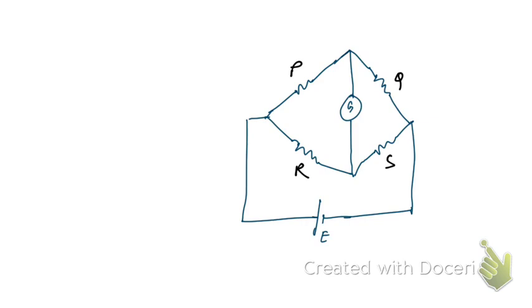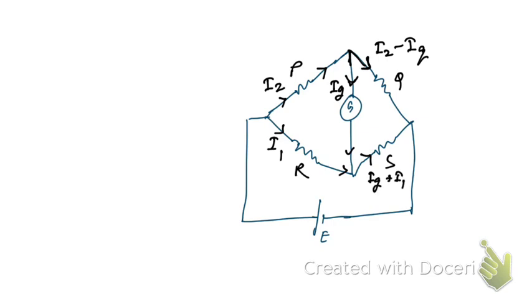Now current flow here is I2, and here is I1. The current through the galvanometer is Ig. In that case, the current in this branch must be I2 minus Ig, because I2 current is coming and then splits into two parts. Similarly, in this branch it is Ig plus I1. Hope you have understood this. The total current is I.